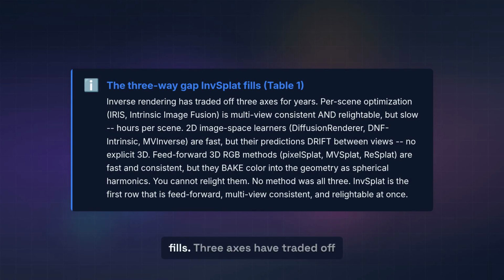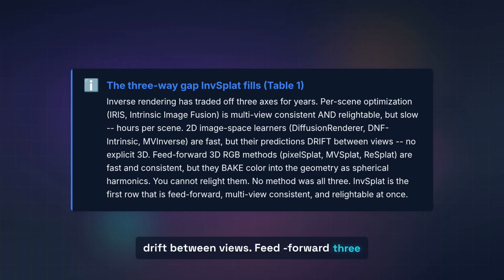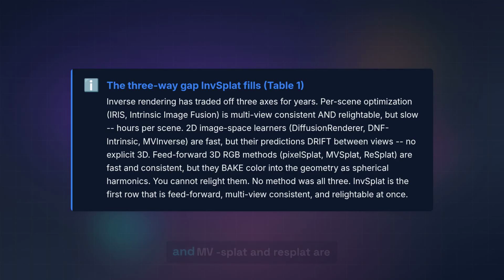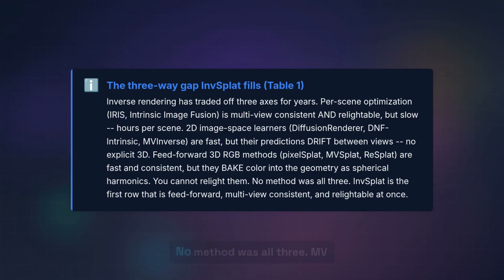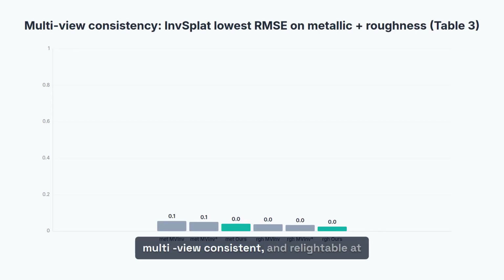The gap it fills. Three axes have traded off for years. Per scene optimization is consistent and relightable, but slow, hours per scene. 2-dimensional image space learners are fast, but their predictions drift between views. Feed-forward 3-dimensional RGB methods, like PixelSplat and InvSplat and ReSplat, are fast and consistent, but they bake color into the geometry as spherical harmonics, so you cannot relight them. No method was all three. InvSplat is the first row in the table that is feed-forward, multi-view consistent, and relightable at once.